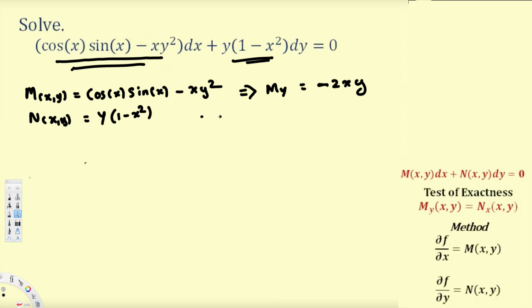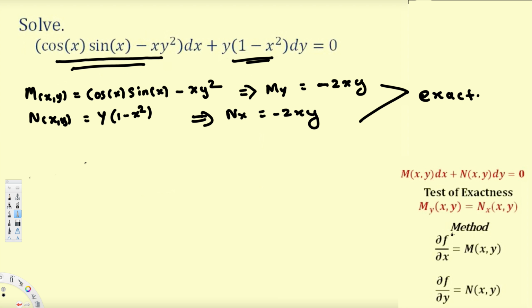Let's go ahead and find the derivative of N with respect to x. Here we treat y as a constant, and inside the bracket we have 1 minus x square, and the derivative of this is minus 2x. Since y is a constant, this is going to be minus 2xy. Since we are getting the same answers, this is an exact differential equation.